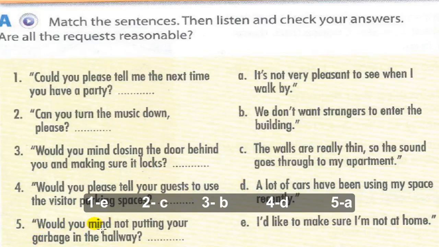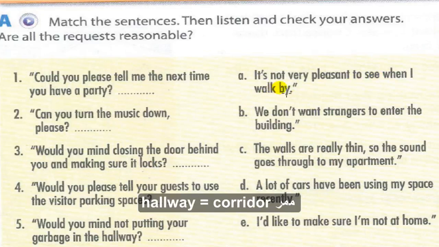5, would you mind not putting your garbage in the hallway? The corridor. A. It's not very pleasant to see when I walk by. Pleasant means satisfied, happy. It's not good to see the garbage when I walk by in the hallway or in the corridor. Hallway, corridor. 5, A.